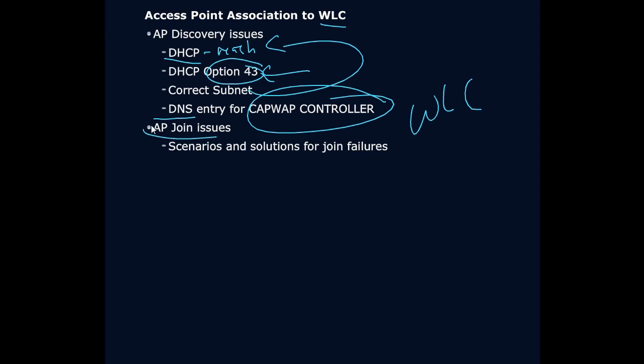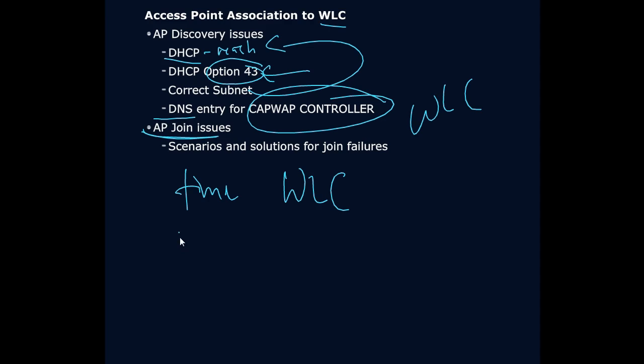So, AP join issues. Here's some of the issues we can see with an AP trying to join a wireless LAN controller. First off, time skew. If my AP has a significant difference in time from the wireless LAN controller, this will affect the association and the AP will not be able to join the wireless LAN controller.